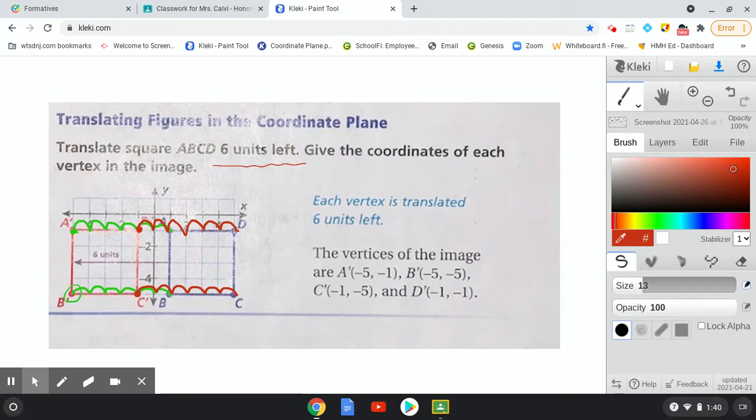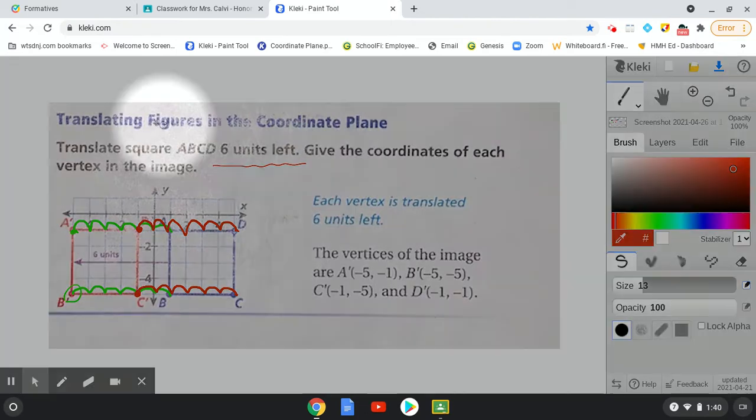So translating is literally just moving the entire figure in whatever direction the problem says, and for however many units the problem says. Remember, the new figure always has to be labeled with the tick mark or the prime mark. So A prime, B prime, C prime, and D prime, that tells the person looking at it which is the original figure versus which is the new translated figure. Okay? And you would have to list the vertices of the new figure.